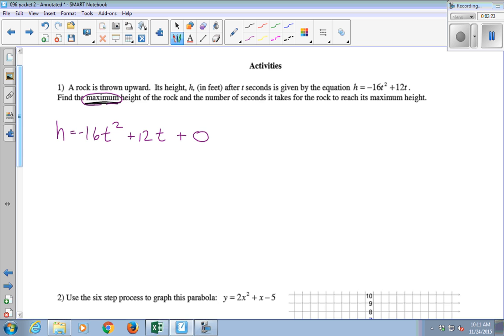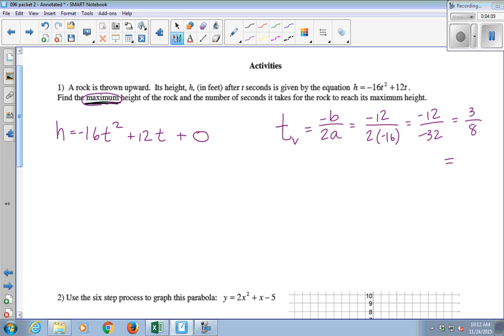So it's actually the t coordinate of my vertex, right? Because I'm using t's instead of x's for this problem. The t coordinate of my vertex is always negative b over 2a. And so that's going to be negative 12 over 2 times negative 16, which is negative 12 over negative 32, which is 3 over 8, right? 3 over 8, which simplifies to 0.125.